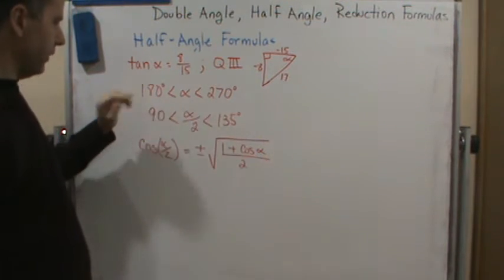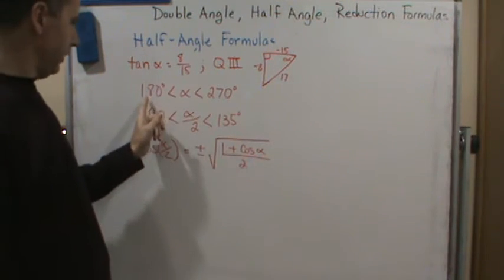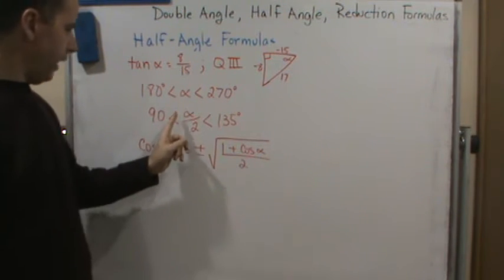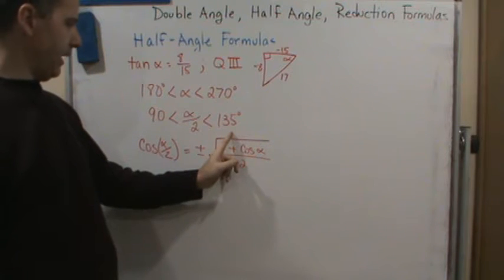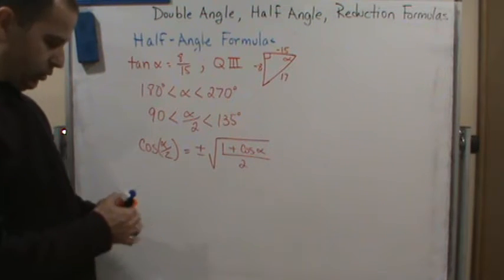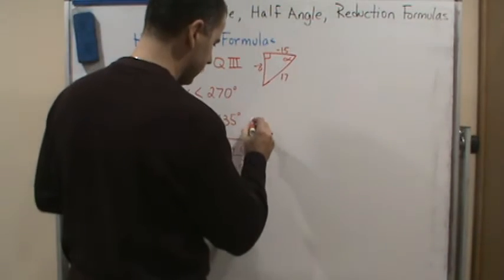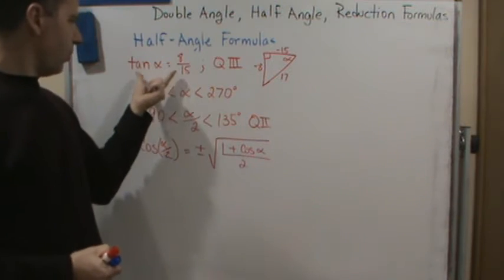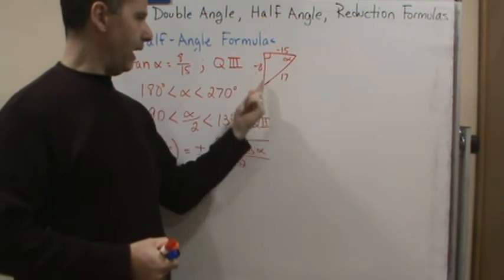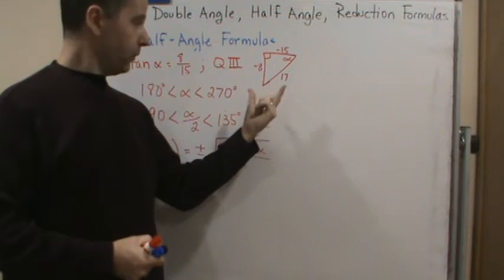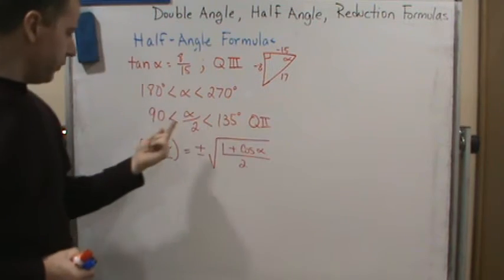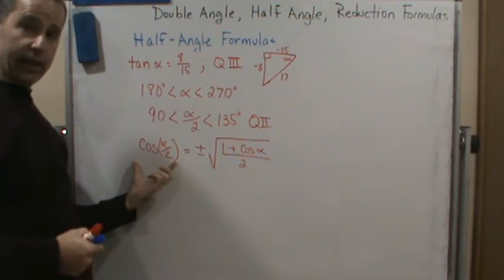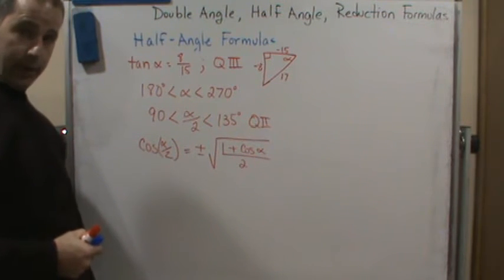Here's the angle, right? So obviously if it's in the third quadrant, alpha is between 180 and 270, which means alpha divided by 2 would be between 90 and 135, which puts it in the second quadrant. So let me write that down. So this is in the second quadrant. So again, this is what we used to fill out our reference triangle. But this is what we need to go by when we're trying to figure out what the cosine of, in this case, alpha divided by 2 is.